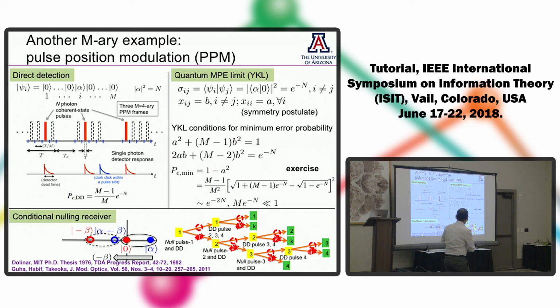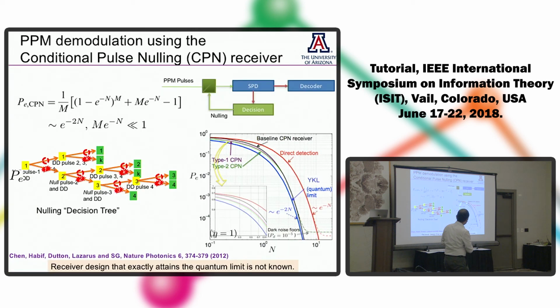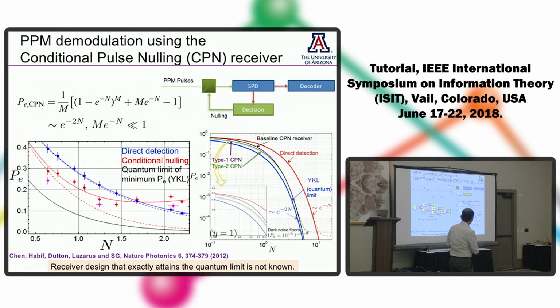In this paper with Masahiro Takioka and John Habif, we improved a little bit on that receiver's probability of error performance by using squeezing, but still the quantum limit eludes us. So this is direct detection. That's Dolinar's original conditional nulling receiver, and these were our two improvements from our paper. They both have the right error exponent, but do not get you to the quantum limit exactly. And this was an experiment we did of that receiver in our lab at BBN.